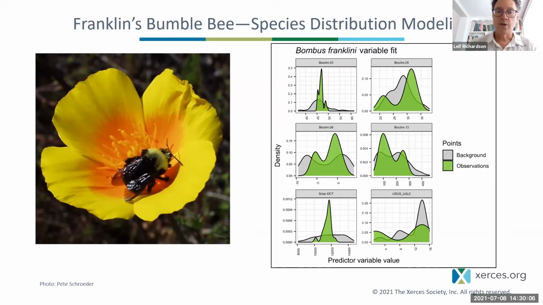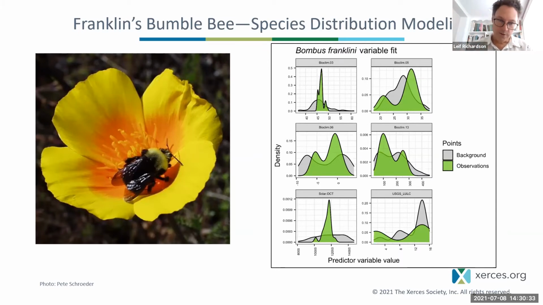of those 6 predictors. The other thing I want to say about this slide is that it just shows in green the behavior of, or the values, it's a histogram or a density function of the values of those predictor variables in places where we already have Franklin's bumblebee observations, as compared to the gray, which is the quality of that variable at all of the locations in the area that we looked at.